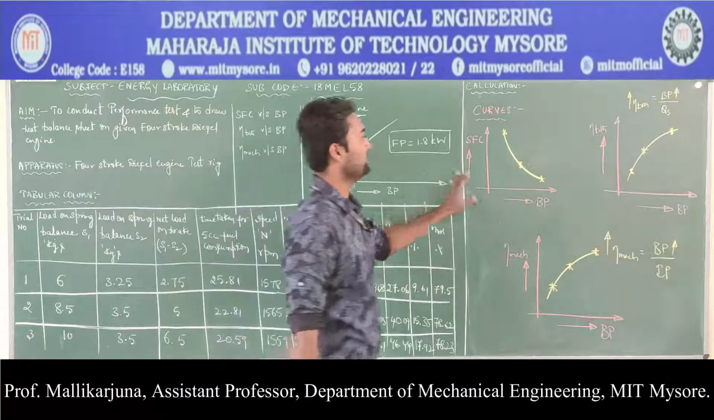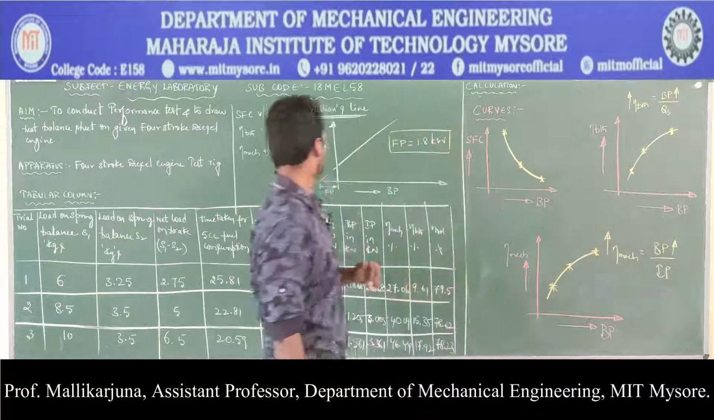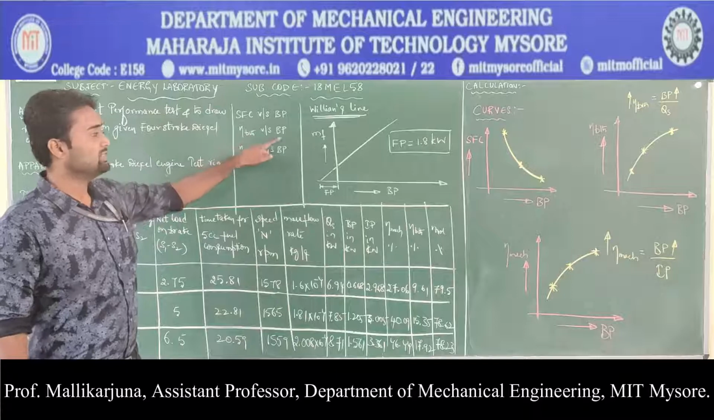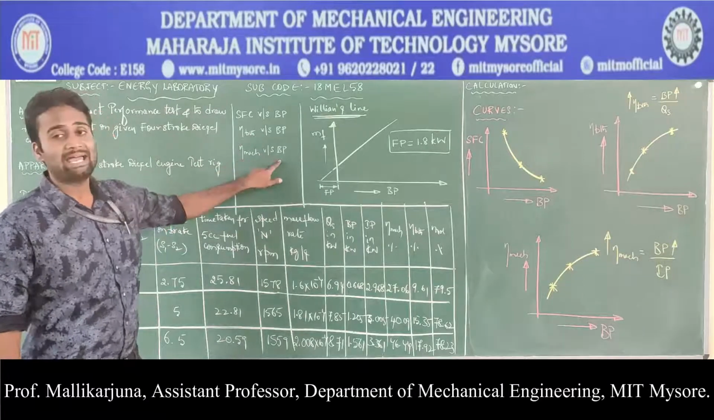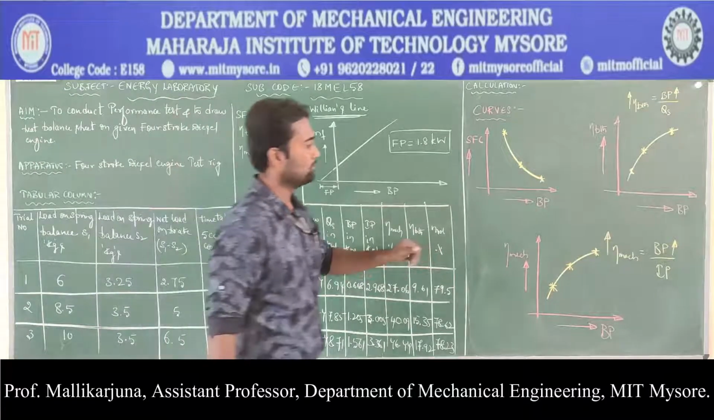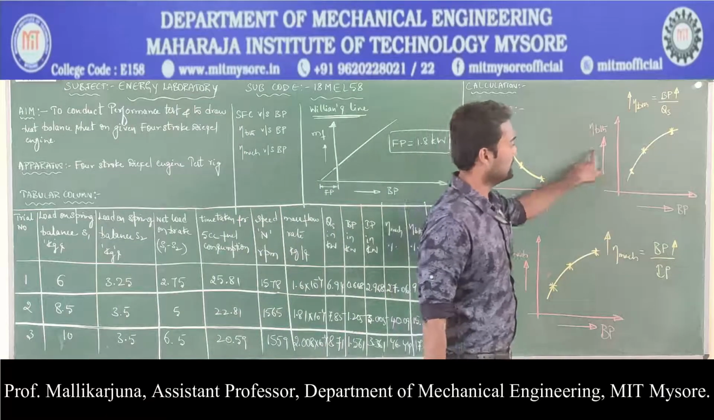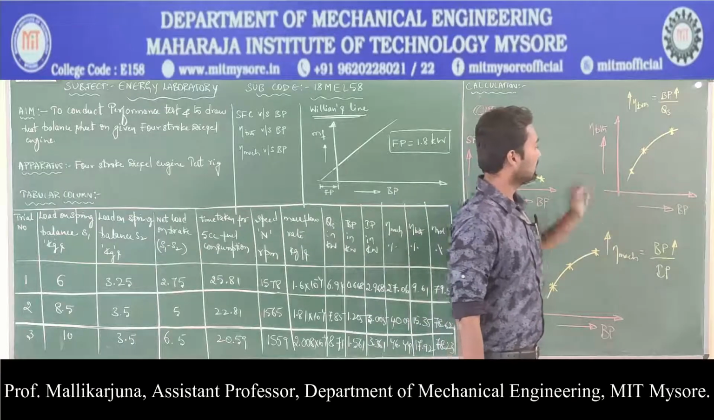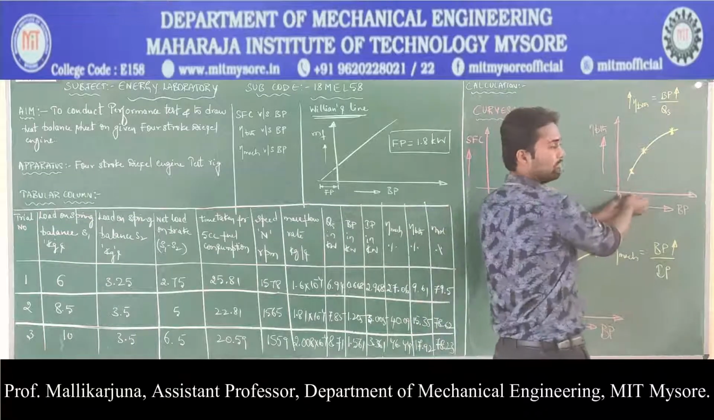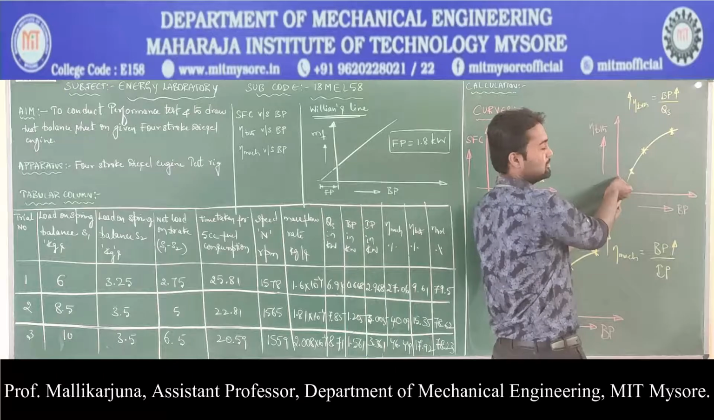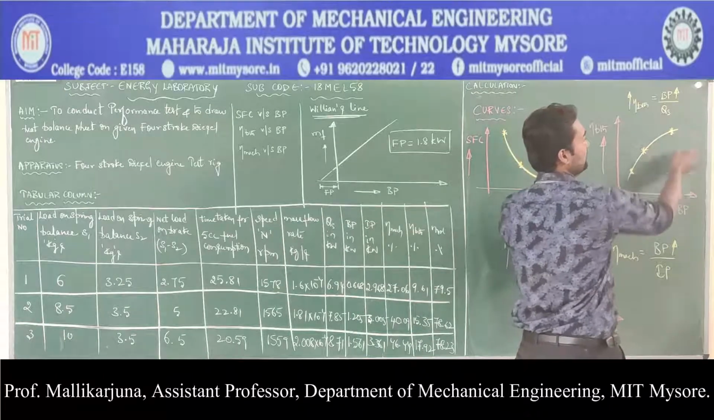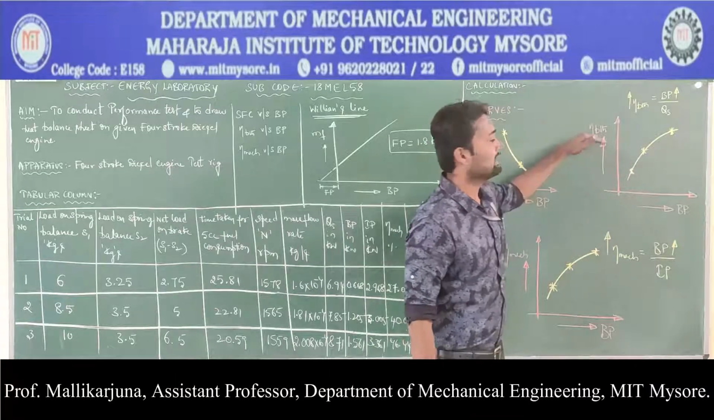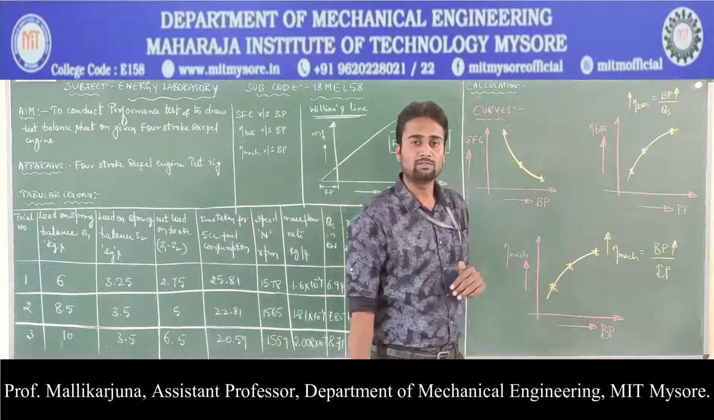Okay, now we have plotted the characteristic curves. The characteristic curves are SFC versus BP, brake thermal efficiency versus BP, and mechanical efficiency versus BP. Let us look at the brake thermal efficiency versus BP curve first. At lower values of BP, the brake thermal efficiency is lower. At higher values of BP, the brake thermal efficiency is higher. In the sense, BP is directly proportional to the brake thermal efficiency.